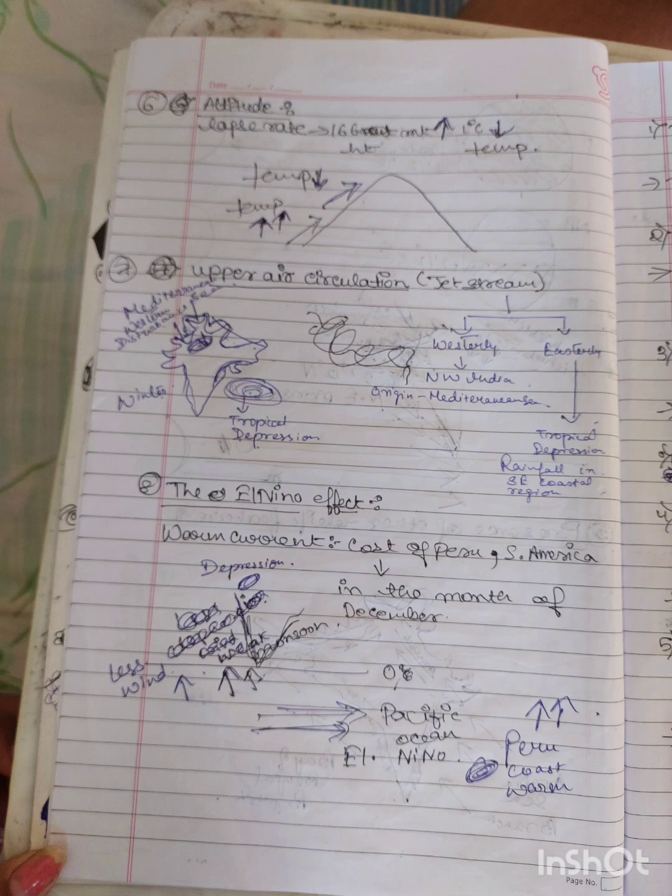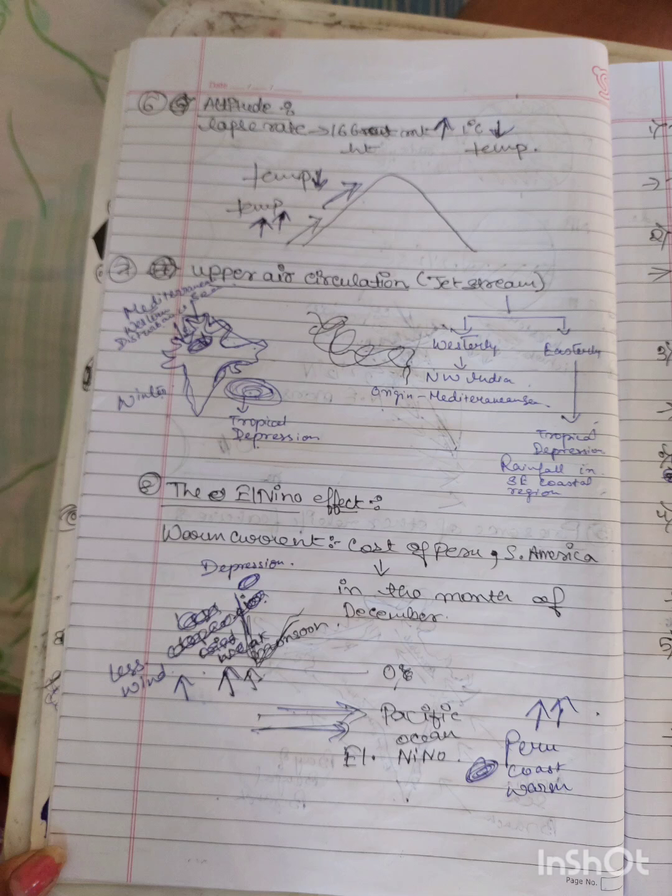And the last one is the El Nino effect, which is caused in the Pacific Ocean, off the coast of Peru, and which causes the wind to get deflected towards this low pressure, as it causes the warming up of the ocean, and hence the low pressure gets divided, and we see that the wind gets deflected towards the Pacific Ocean, and hence we have a weak monsoon in India.